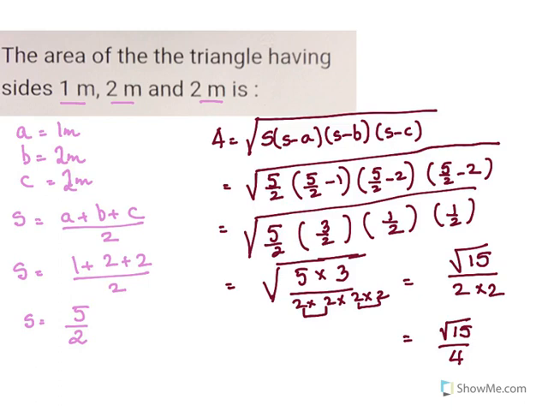Hope you know how to subtract, right? 5 by 2 minus 2. How do you subtract? Take LCM 2. 5 minus 1 into 2 into 2, that is 4. So 1 by 2 you get. Now 5 by 2 minus 1, LCM 2. 5 over 1 into 2 into 2. So this is 2. So this will be 3 by 2.